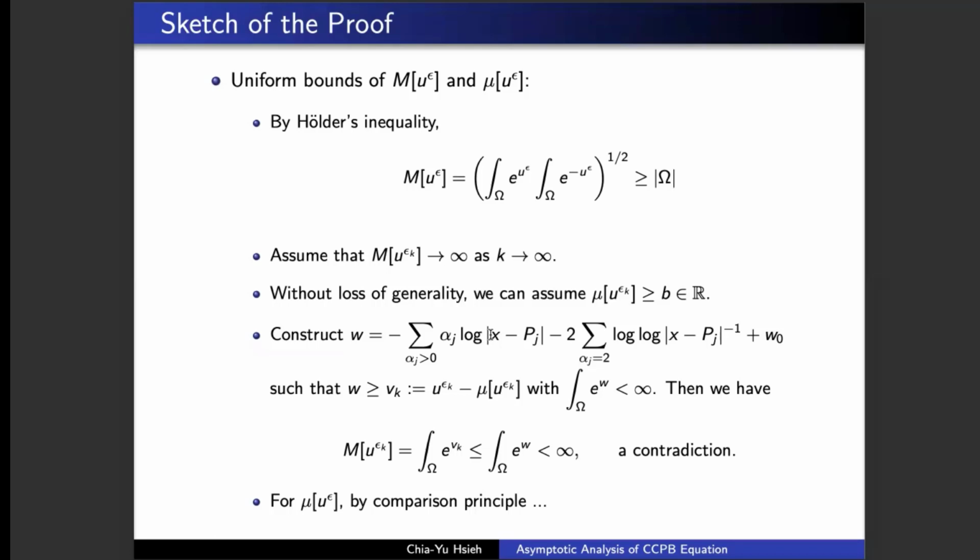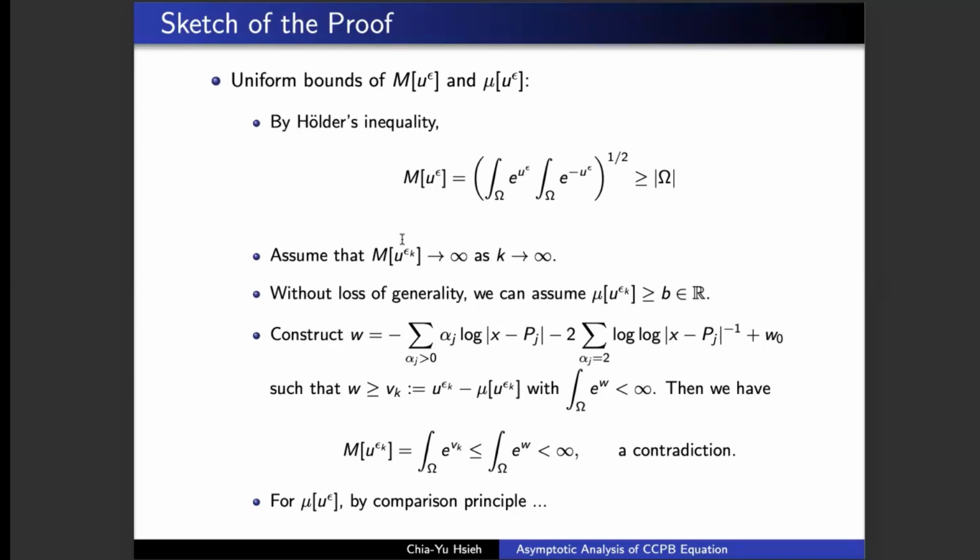Okay, so because the definition of m equals the integral of e to the b and e to the minus b, without loss of generality, we can assume that mu of u epsilon k has a lower bound. Otherwise, if the sequence of mu tends to minus infinity, then we can just apply the same argument to minus b, because m equals the integral of e to the minus b. So that in that case, mu of minus u epsilon k will have a lower bound. So it's the same.